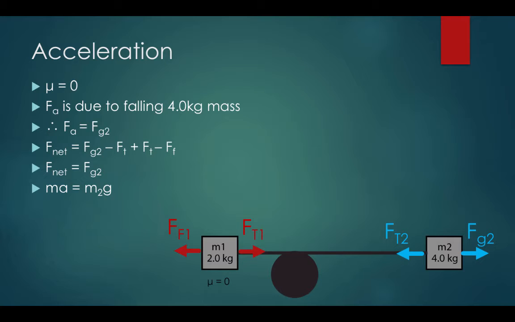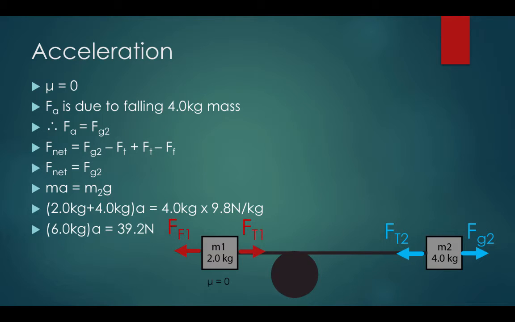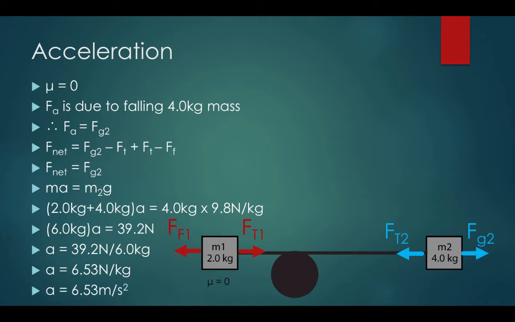The force of gravity acting on mass 2 accelerates the entire system of two masses, so subbing in values we get 2 plus 4 kg times A equals 4 kg times 9.8 newtons per kilogram. That makes 6A equal to 39.2. Isolating for A, we have 39.2 divided by 6. Acceleration is 6.53 newtons per kilogram, or equivalently 6.53 meters per second squared.